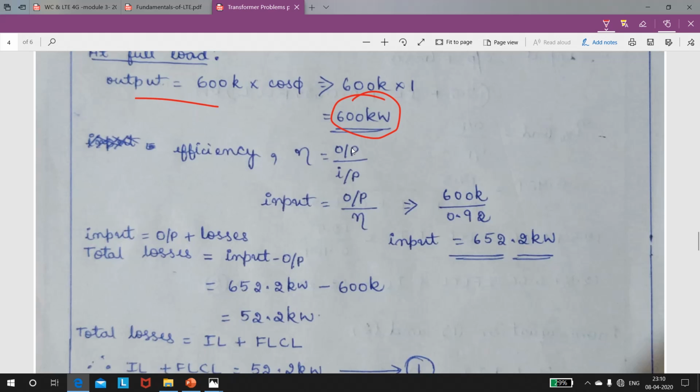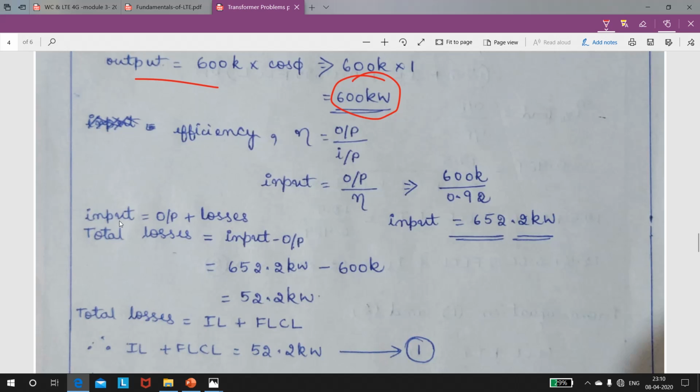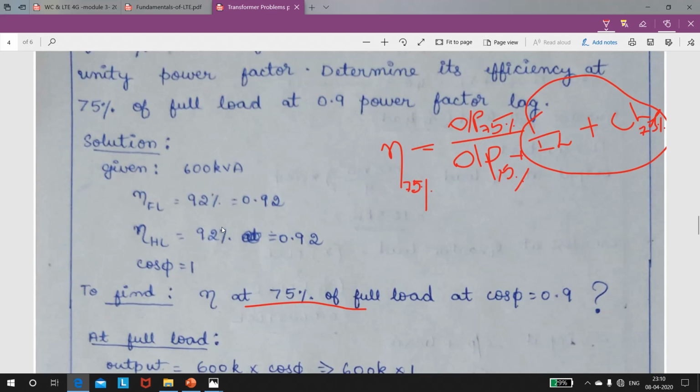Efficiency is given, output is given, so I can find out the input. So input is equal to this much. Now what is input? Input is equal to output plus losses. Now what is my aim? My aim is to find out this variable: iron loss plus copper loss.